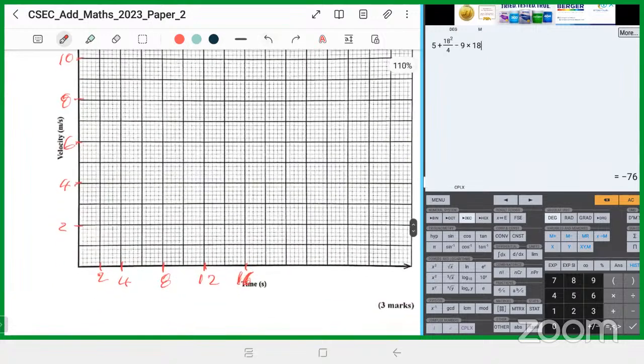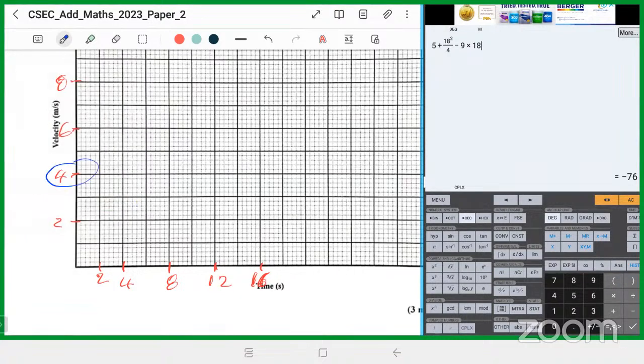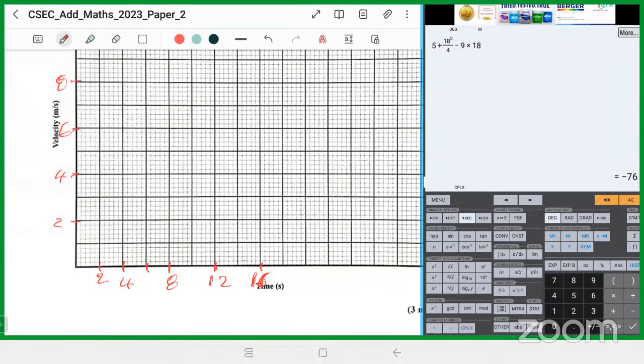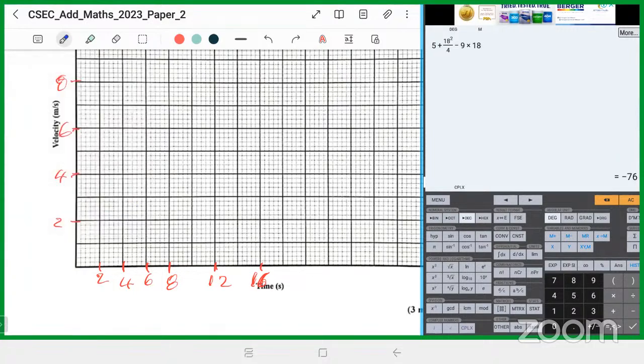So where is 5 seconds? Let me draw this part in blue. We have 4 meters per second for 5 seconds. All right, so let's put this in right here. 5 seconds is going to be exactly halfway between the 4 and the 6. So I'm coming right here. Right halfway between the 4 and the 6. That's 5 seconds to there.